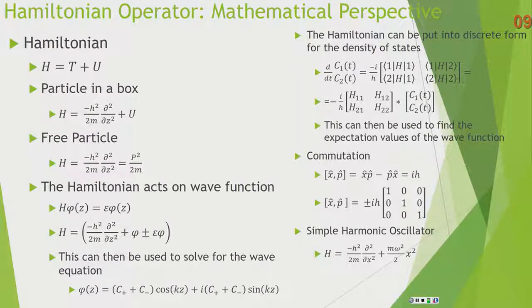We can then apply the Hamiltonian in a discrete form of density of states, which can then be used to find the expectation of the wave function. So where do we expect the wave to proceed? And then we can also commute. Since we know the momentum operator, we can then define the commutation of the Hamiltonian. And then, as an added extra part with a harmonic oscillator, we can define the Hamiltonian as well.